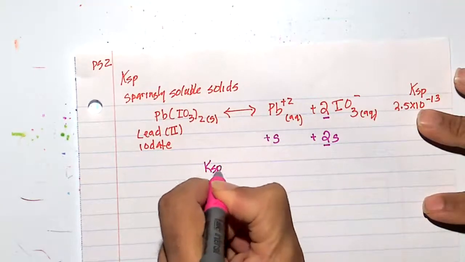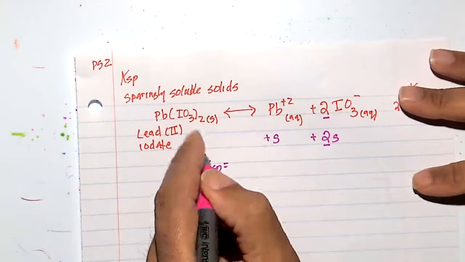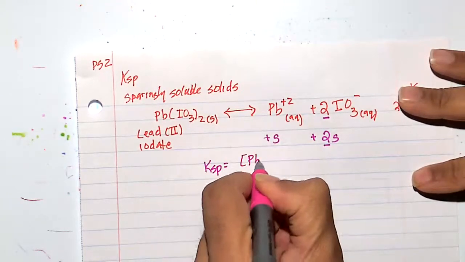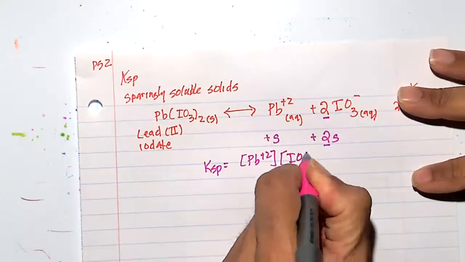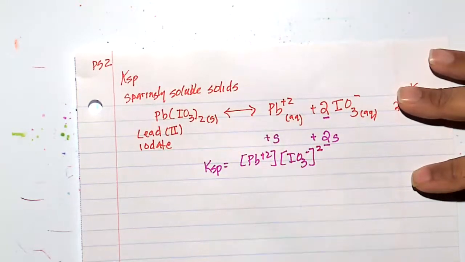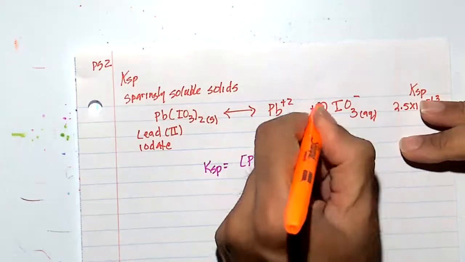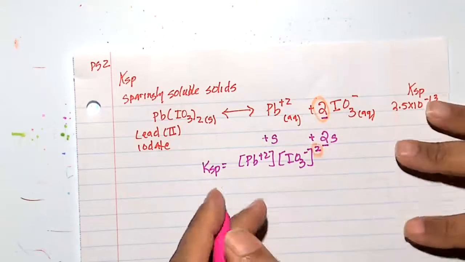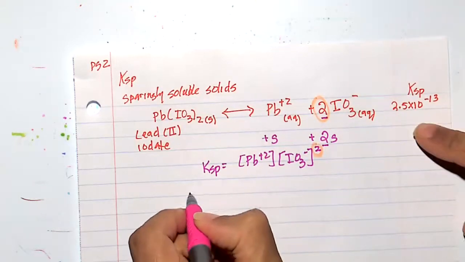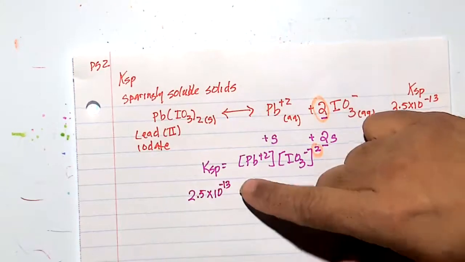Our Ksp, like any capital K, is products over reactants. So here the product is Pb plus 2, and here the product is IO3 minus. We have to square it. This is another thing that students in their rush mess up on. You have to square it. And now we'll plug in our equilibrium values. Ksp is a constant that I will give you. It's 2.5 times 10 to the minus 13.